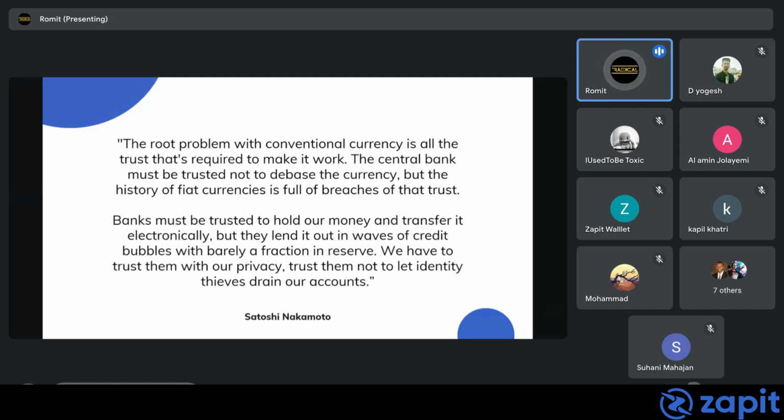We have to trust them with our privacy, trust them not to let identity thieves drain our accounts. So he's basically talking about certain problems that he saw within the entire financial ecosystem. And that is exactly why Bitcoin was created. It was to solve all these problems. And hopefully, we are continuing to build products that continue this vision. So I would say that's where even me and the entire idea of Zapit comes in.